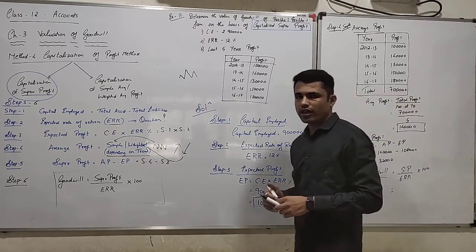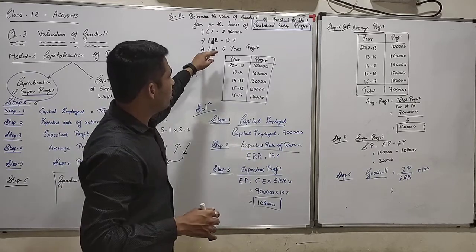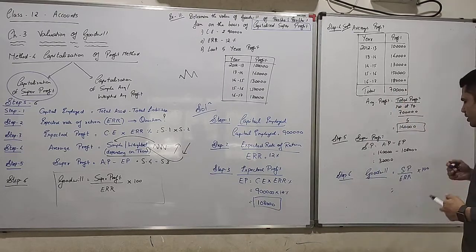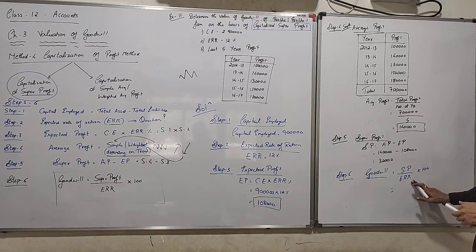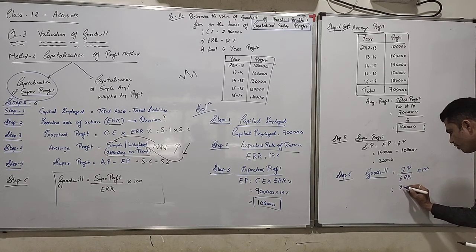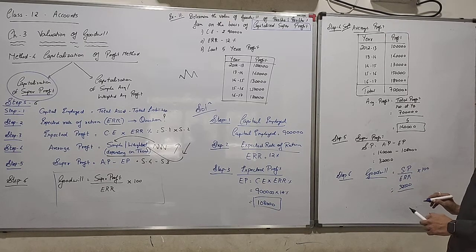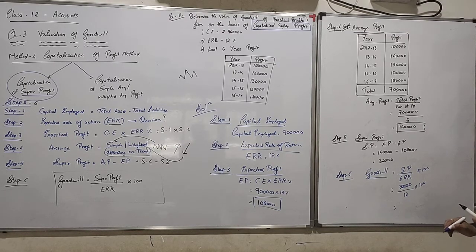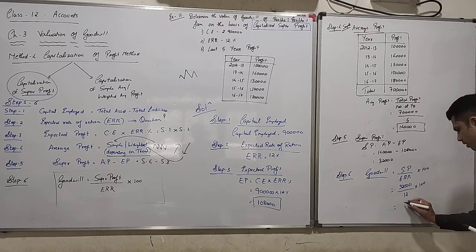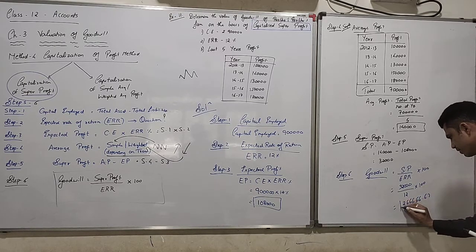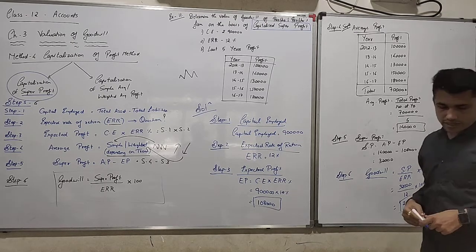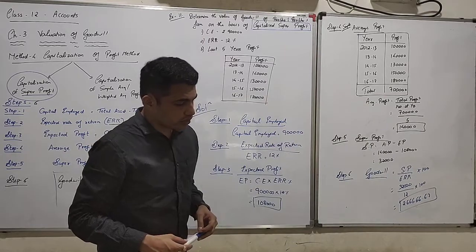Friends, if you have observed, in this particular question they have not given us the number of years of purchase, because there is no need for the number of years of purchase. So we will use the formula super profit upon ERR into 100. The super profit is 32,000 upon the ERR percentage 12 into 100. Just compute and tell me the answer. And the answer is 2,66,666.67.